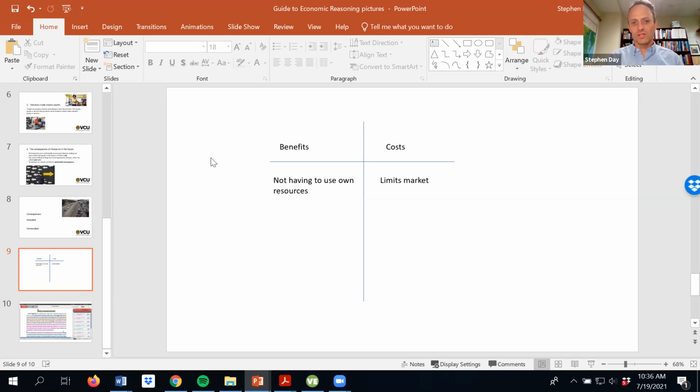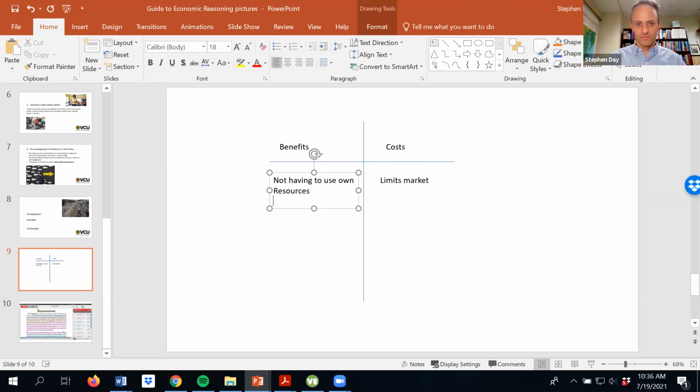Good. What are some other benefits or costs? I guess I just said one, didn't I? Good. What else is there? I think somebody said one in the chat. Oh, future monetary gain, says Haley. Donna says privateering. Okay.